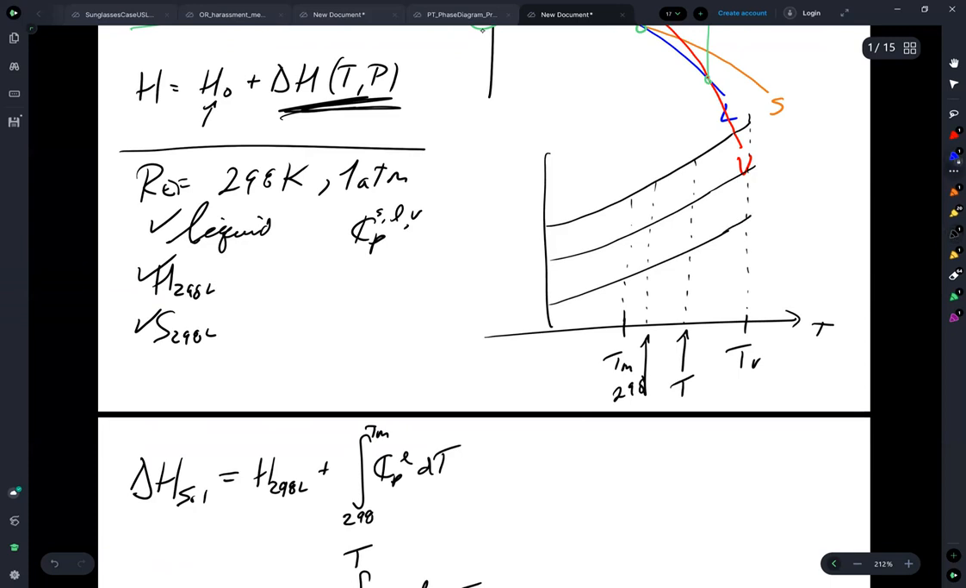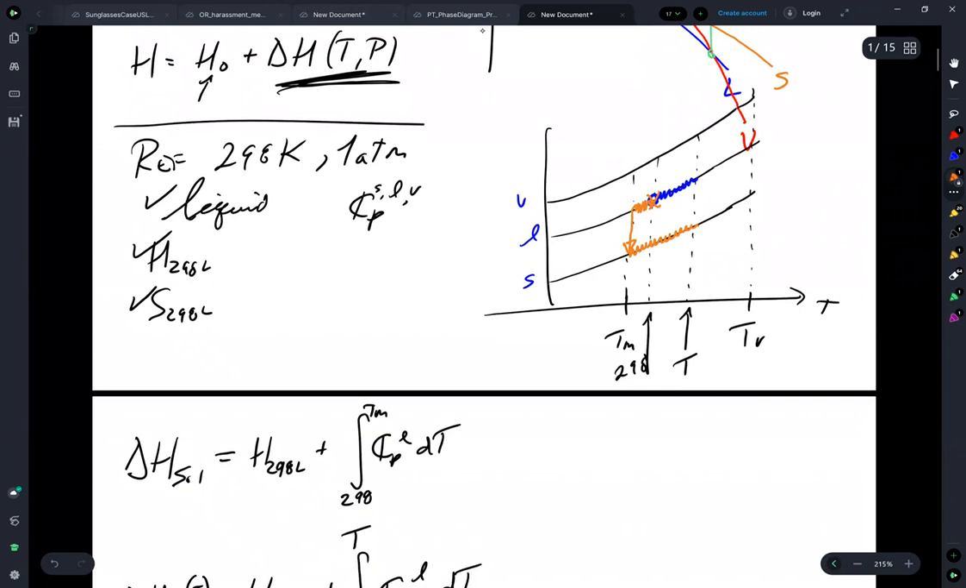Okay. And for our liquid, I took liquid, solid, vapor. I took the reference, and then I integrated up to T melt, or so up to the T of interest. For the solid, orange, I'm starting out in the liquid phase. I'm going to integrate to the melting temperature. I then transition to the solid curve, and then I trace up the solid curve to the temperature of interest.